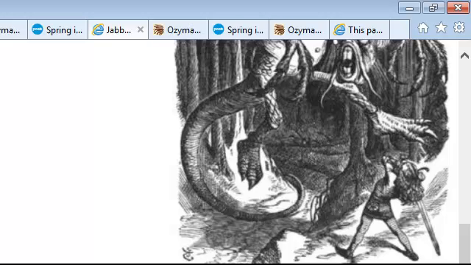1, 2, 1, 2, and through, the vorpal blade went snicker-snack. Snicker-snack, that would be the onomatopoeia. He left it dead, and with its head he went galumphing back.